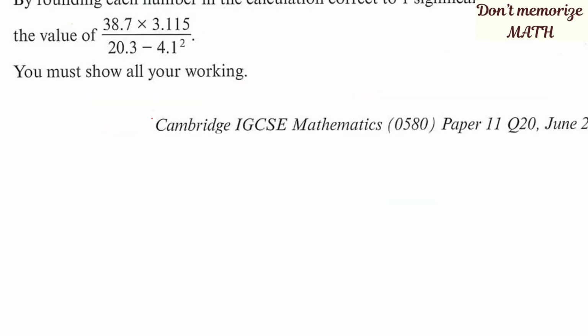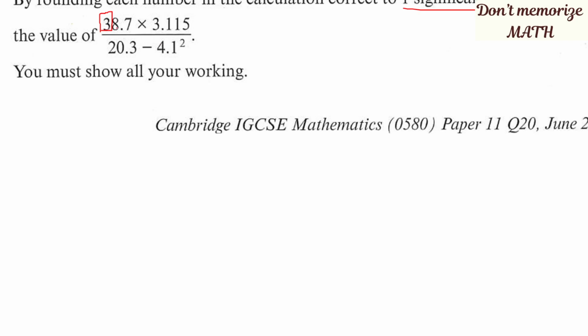By rounding each number in the calculation correct to one significant figure, estimate the value of 38.7 times 3.115 over 20.3 minus 4.1 squared. So here we need to estimate them. So estimate to one significant figure. So each number we need to change to one significant figure. So we need only one significant figure, only one number.